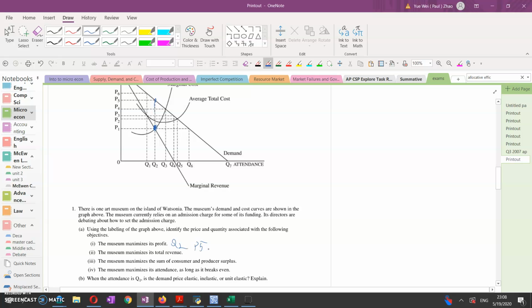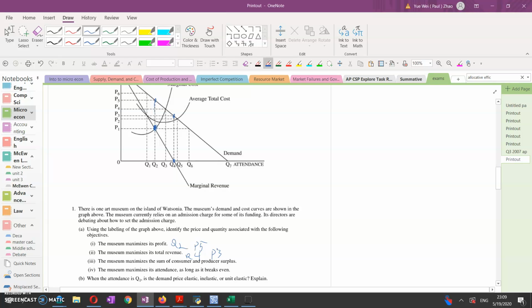The museum might also want to maximize its total revenue. And that happens where marginal revenue is equal to 0. That's because you want the most revenue before it becomes negative so that it can increase your total revenue. So we're going to produce at Q4 and we're going to go up to the demand at P3, which is what we're going to sell it at.